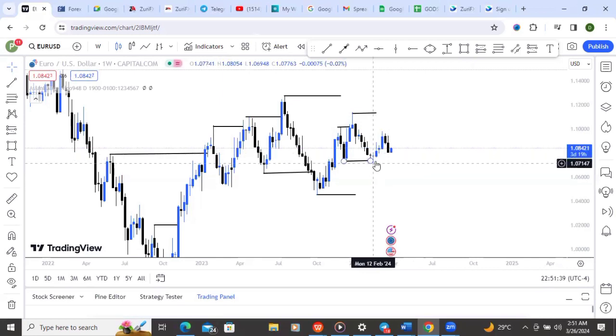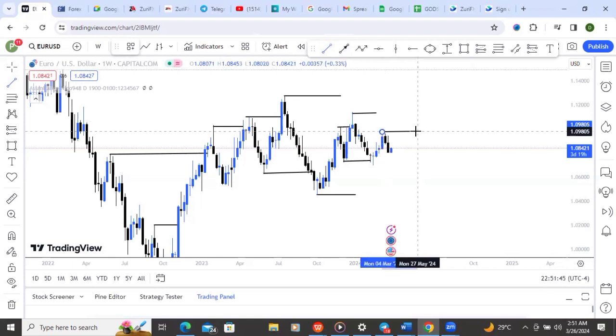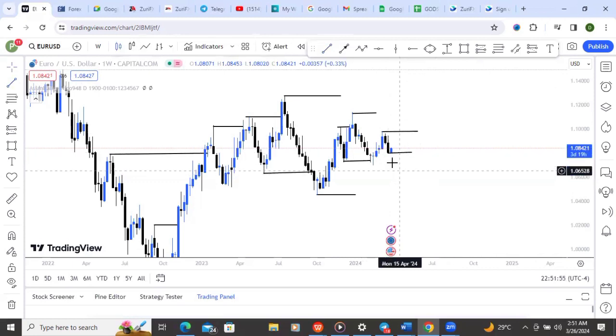So we have price pulling up to this high, then falling to this low. So now this is our range. Where do we have the last break of structure? It is to the downside. The last break of structure is to the downside.